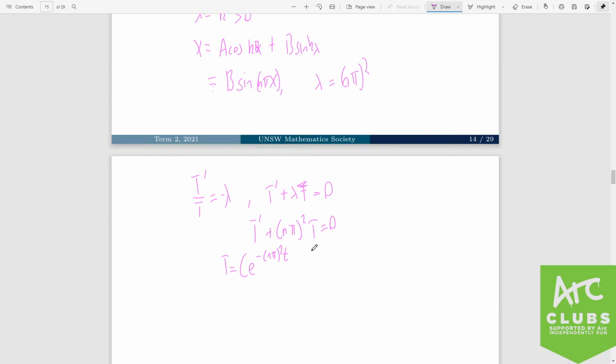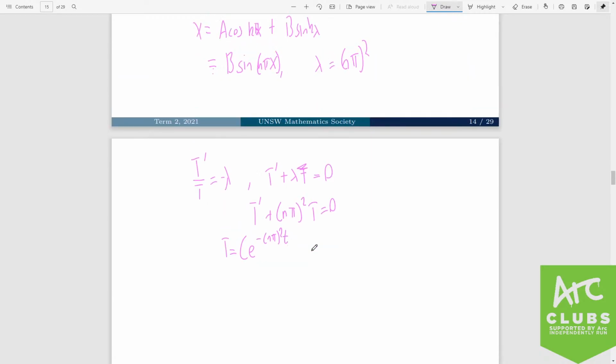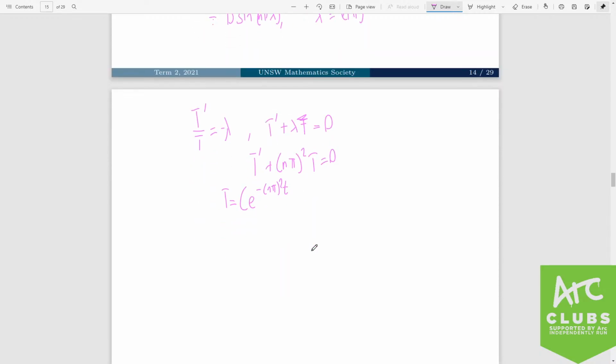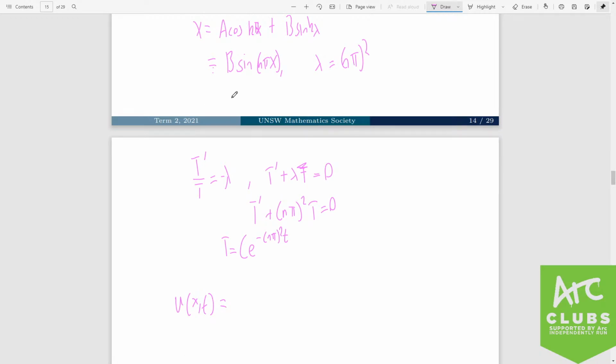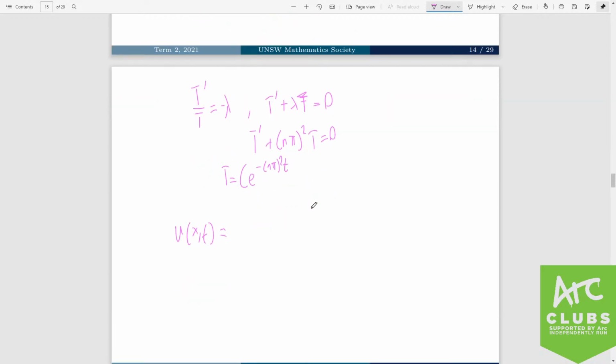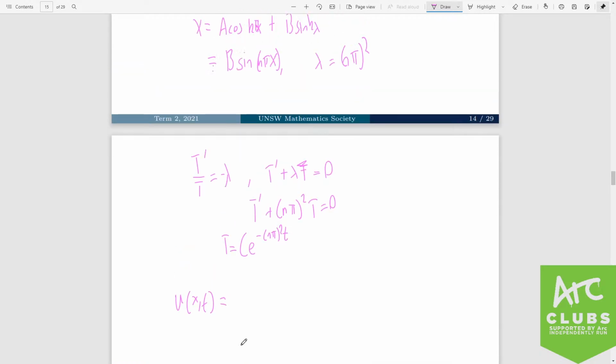And now we have solved both X and T. So now we just put them together. Since we don't have any initial conditions yet, we can't solve for c. So we just put the u together, the X and T together. So we combine the constants. Notice that these depend on n, so we set this to depend on n. So we combine them together.